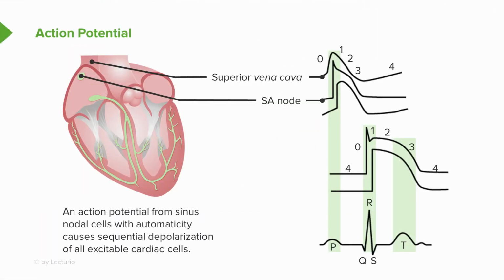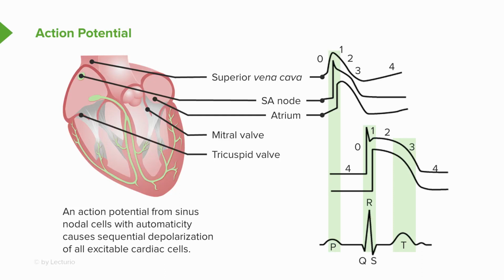And so then here we see again going down through the atrium and past the mitral valve, past the tricuspid valve, into the ventricle. You're in the His-Purkinje system now, and then eventually you finish and you get to the T wave as everything resets itself, getting ready for the next beat.